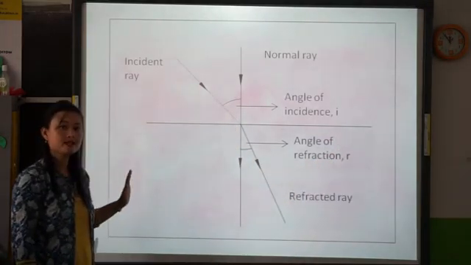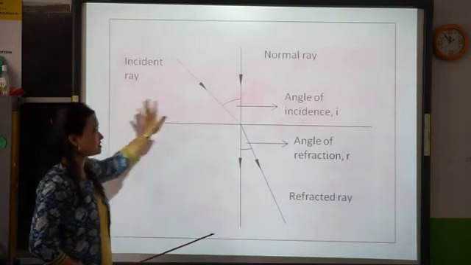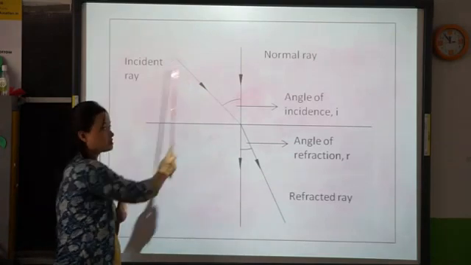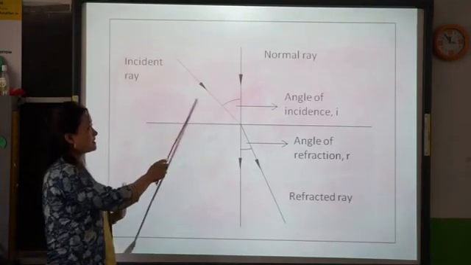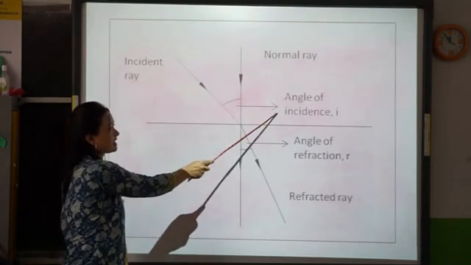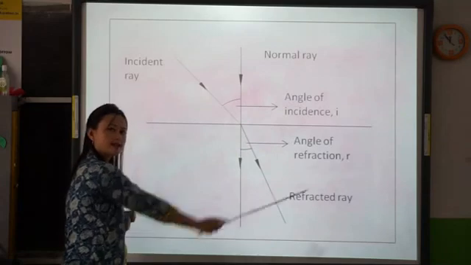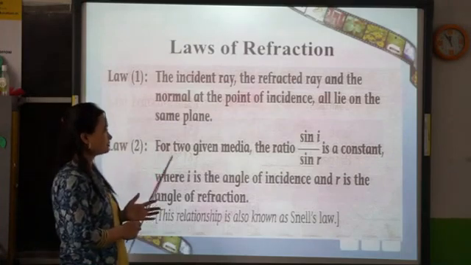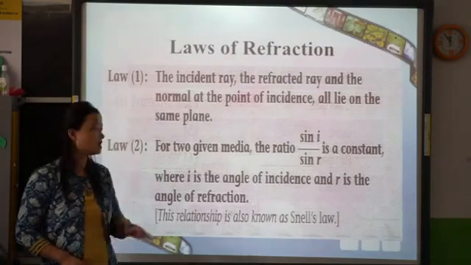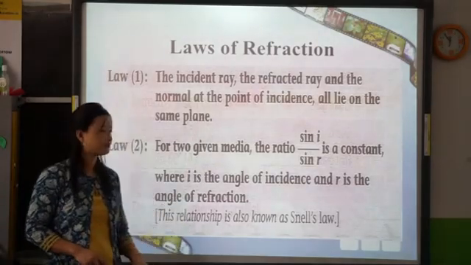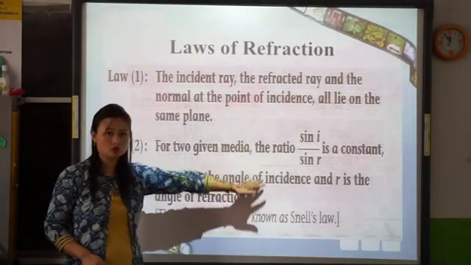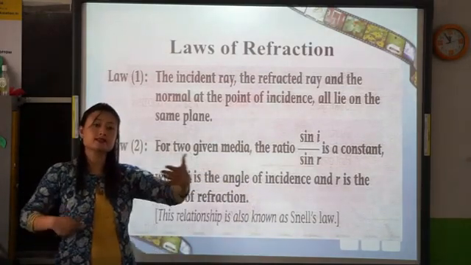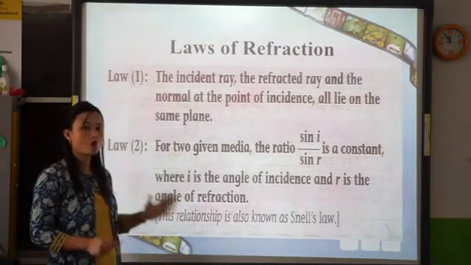What is a plane? A plane is any flat surface. So it lies on the same flat surface, and this is your first law of refraction. The incident ray, the refracted ray, the normal, the angle of incidence and angle of refraction all lie on the same plane. The second law: for two given media, that means two given mediums, media being the plural of medium, the ratio of the angle of incidence and the angle of refraction is constant.